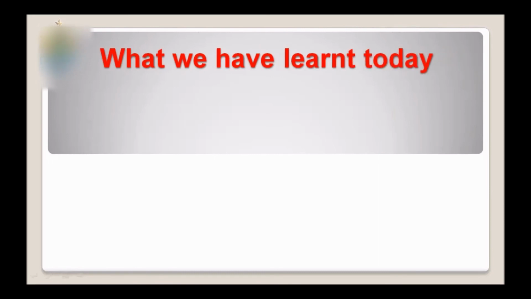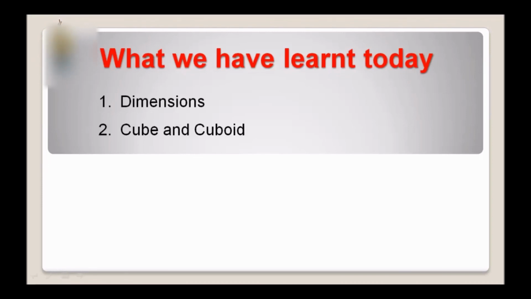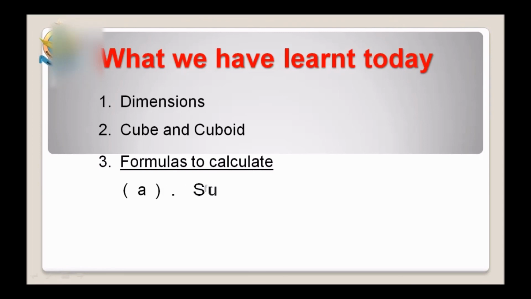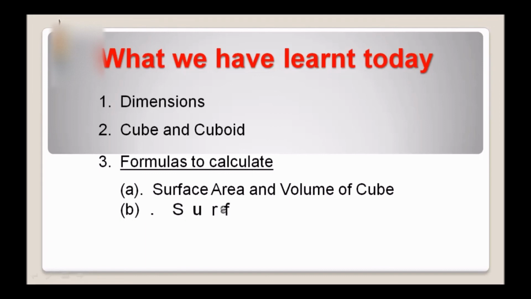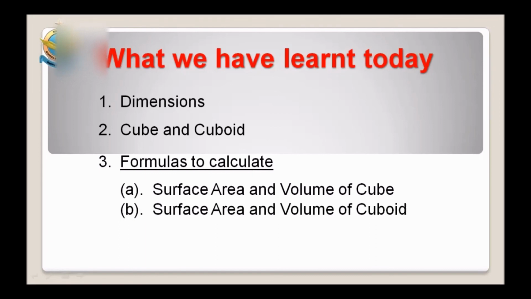Now we see what we have learned today. First, we have learned dimensions, 1D, 2D, and 3D. Second, we have learned what are cube and cuboid. Cube is a shape in which all the sides are equal, and in cuboid, length, breadth, and height may be different. Now we have also learned formulas to calculate surface area and volume of cube, and surface area and volume of cuboid.